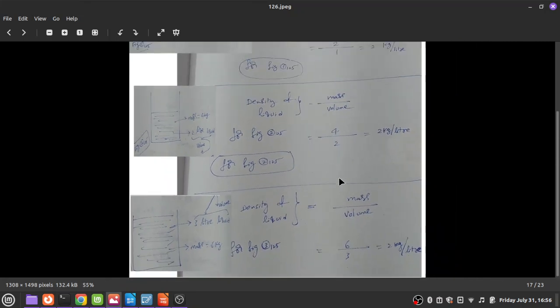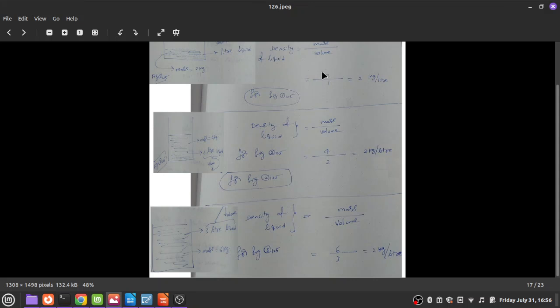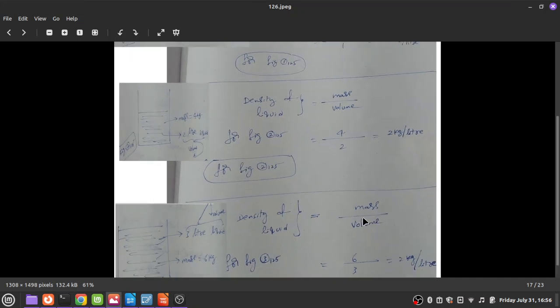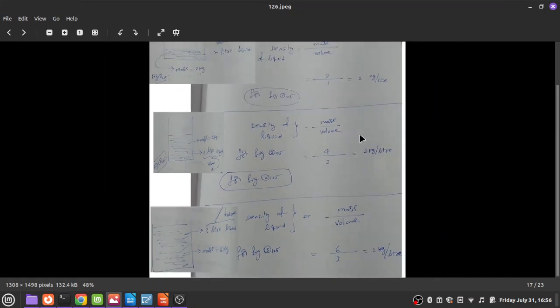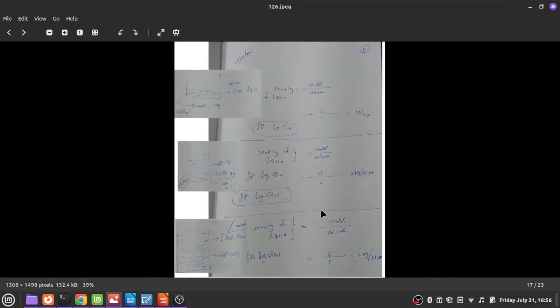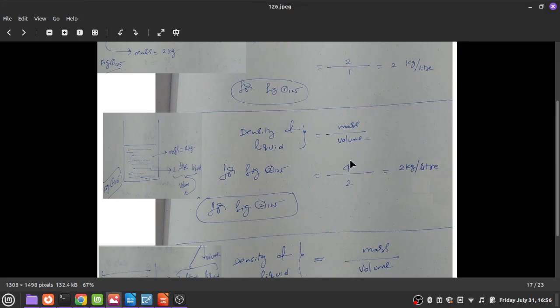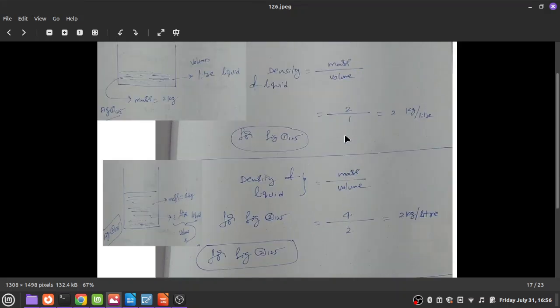What I want to say is that in all three cases the density of the liquids is the same. Here it is 2 kg per liter, again 2 kg per liter, and again 2 kg per liter. It is not going to change. In all three cases the density of the liquid is the same. Why? Because when you are increasing volume, mass is also increasing, thereby the ratio is constant.